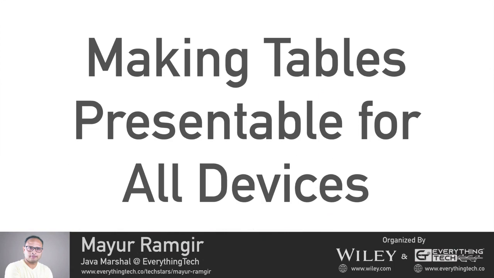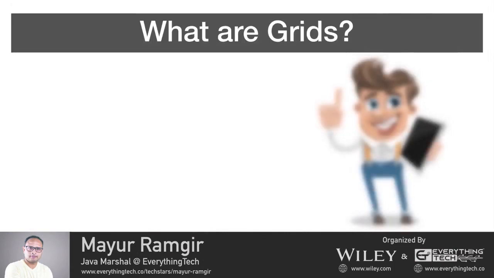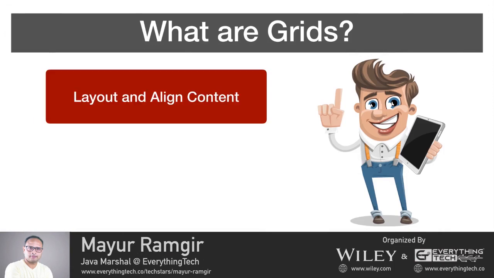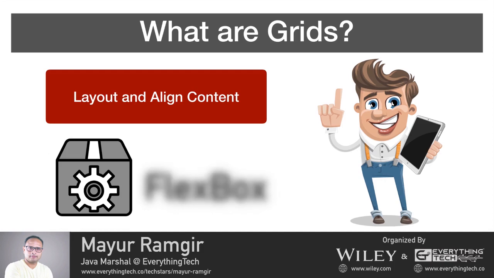Making tables presentable for all devices. What are grids? The grid system in Bootstrap makes use of containers, rows and columns to lay out and align content on a web page. It is built on Flexbox, which offers powerful alignment capabilities by providing space distribution between items.